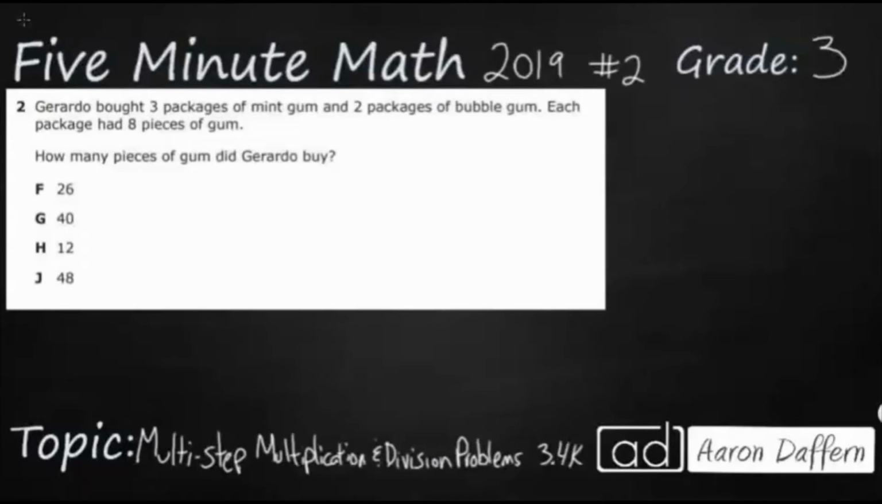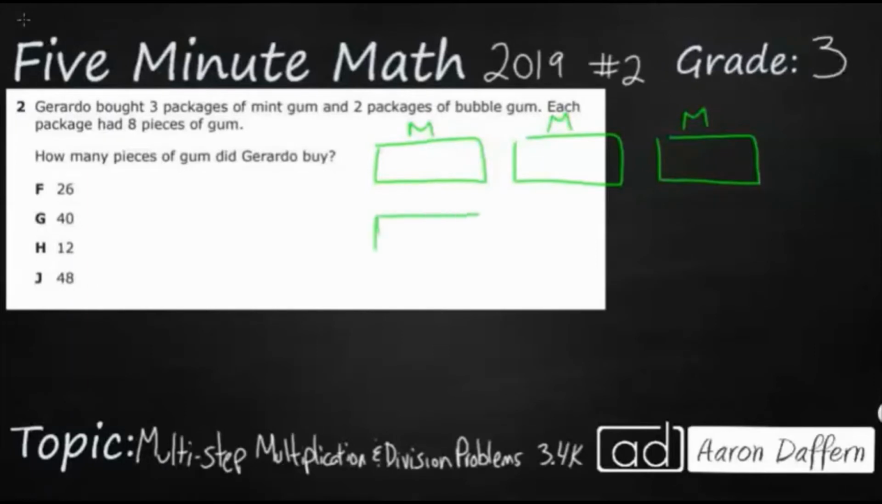So Gerardo's going to buy some gum, 3 packages of mint, 2 packages of bubble gum, and each package had 8. So this is definitely going to be one where we probably want to draw a picture. I'm going to draw 3 packages of mint. I'm just going to put M, M, M. So I have my 3 packages of mint here, and then 2 packages of bubble gum. I'm just going to put B and B.